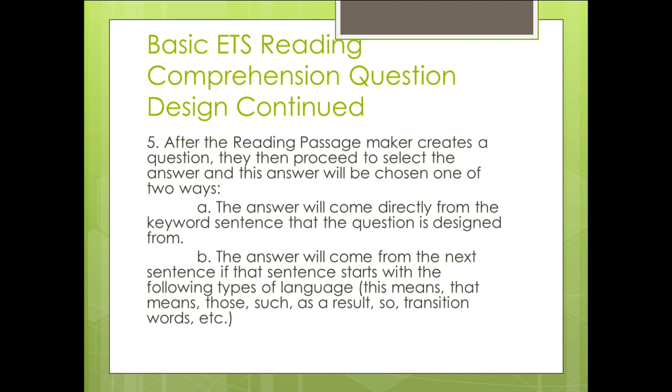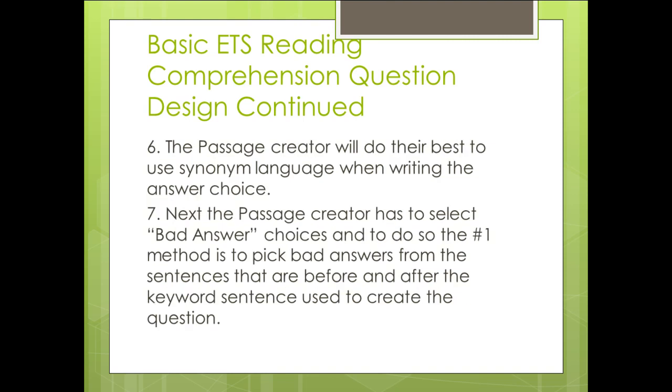For the TOEFL questions, it's going to come from that keyword sentence that they make the question from, or the next sentence, depending on if that next sentence has connecting language. The passage creator would do their best to use synonym language when writing the answer choice. And when they pick bad answer choices, they pick them from the surrounding sentences. Maybe the two sentences above the keyword sentence, and maybe the sentence below the keyword sentence, or sometimes they'll pick an answer that's from a different paragraph.